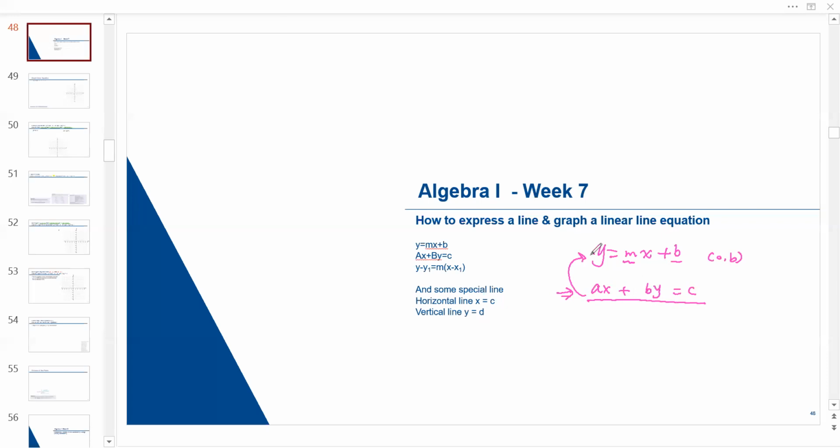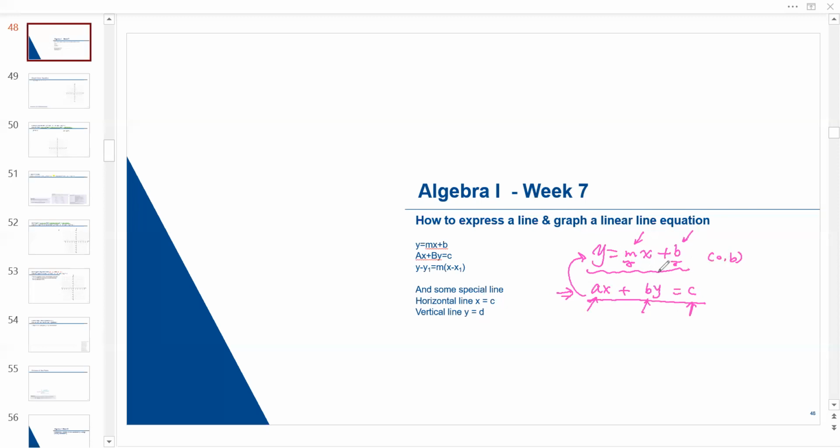So in most cases, they didn't give you the slope and y-intercept directly. You have to find out the slope and the y-intercept, or you have to find out a or b or c. Just like earlier, in this kind of expression, you only need to find two things, m and b. You can get this linear line, right?